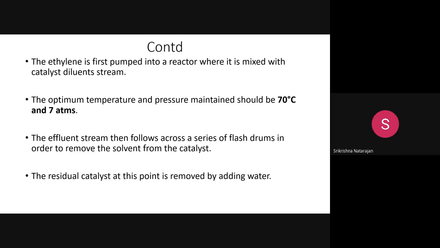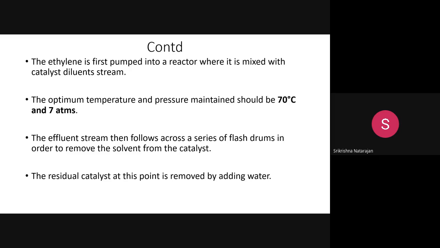In a high pressure process, you produce a low density polyethylene. In a low pressure process, you are producing a high density polyethylene. Okay, so the optimal temperature and pressure is 70 degrees. Less temperature you are using, whereas you used 100 to 300 degrees in the low density polyethylene. Here you are using a lower temperature of 70 degrees with the lower pressure of, say, 7 atmospheres.